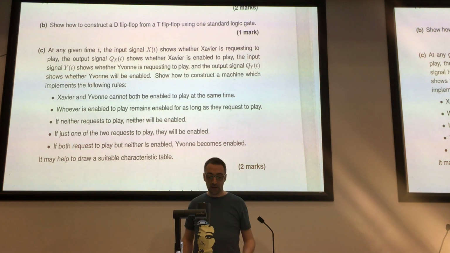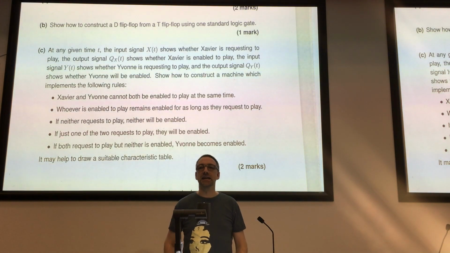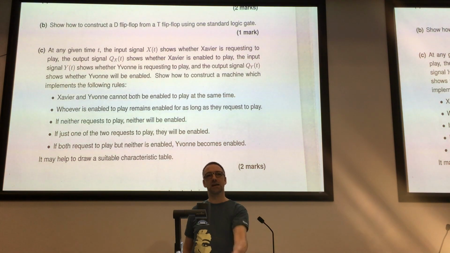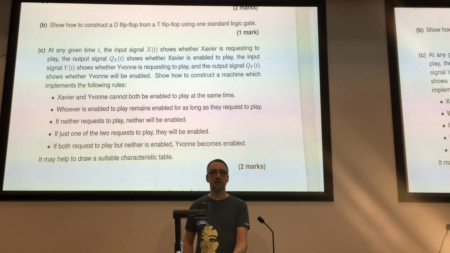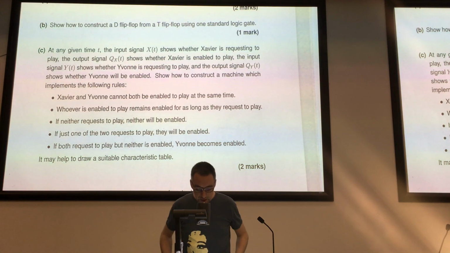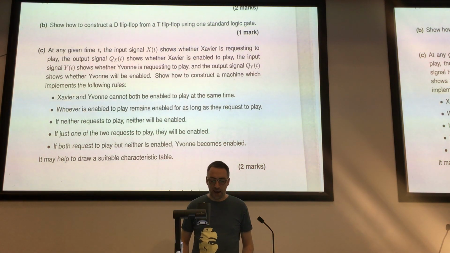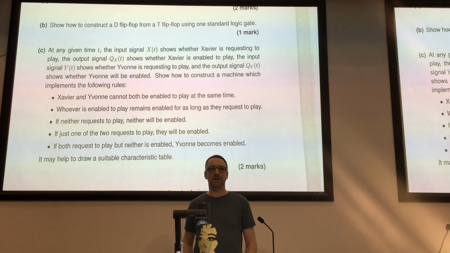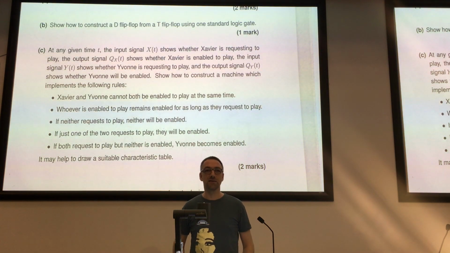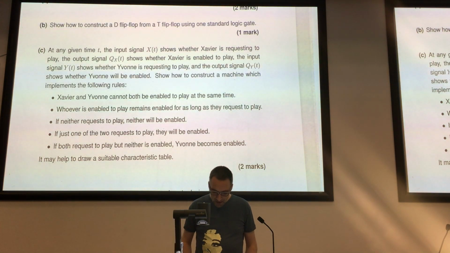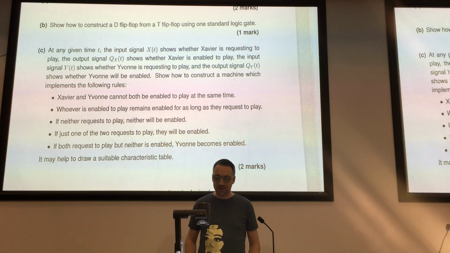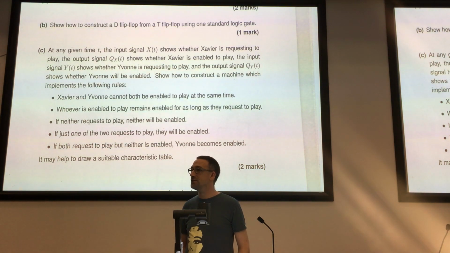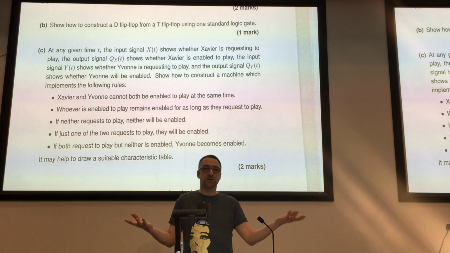So that's to say, if qx of t is 1, if Xavier is already playing and he presses the button to say he wants to keep playing, he gets to keep playing. Same for Yvonne. If neither requests to play, neither will be enabled. That's only sensible, right? If they don't actually want to play, they shouldn't have to. If just one of the two requests to play, they will be enabled. That's also reasonable. If there's no contention, then whoever wants it should get it.